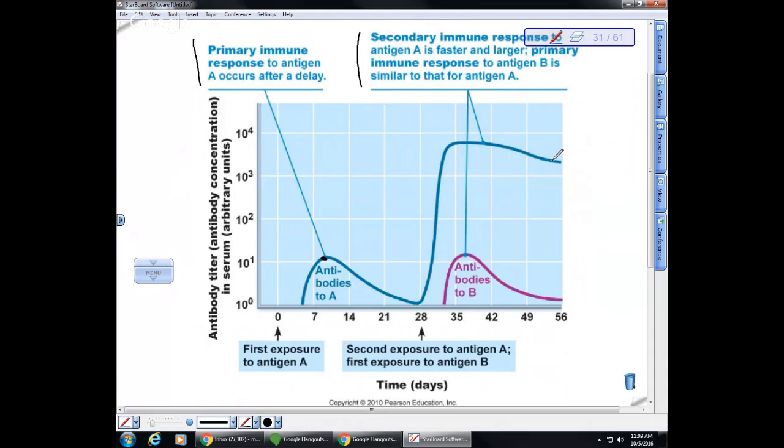Okay. But notice if it's a different version of it, which happens, say, with the flu vaccine, notice how I still have to go through that primary response, right? The flu is always mutating, and it's kind of a gamble as to which flu is going to be the worst, right?